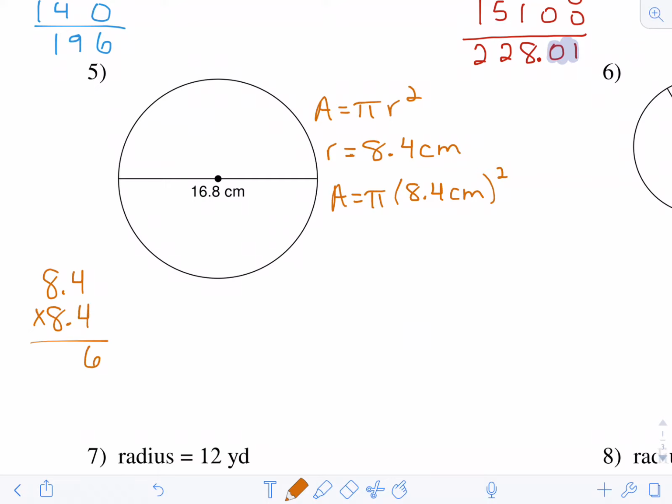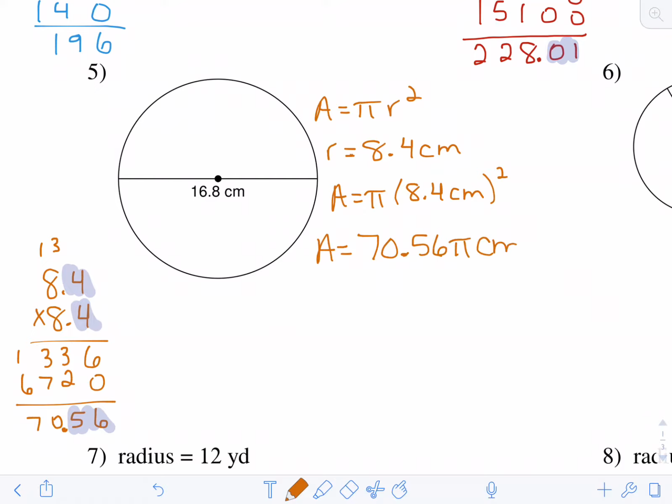4 times 4 is 16, carry my 1. 4 times 8 is 32, plus 1 is 33. Do your 0. 8 times 4 is 32, carry my 3. And then 8 times 8 is 64, 64 plus 3 is 67. So I have 6, 5, 10, carry my 1, which is 7. I have 2 numbers behind the decimal, so I need 2 numbers behind the decimal, so my decimal goes right behind 70. So my area is equal to 70.56 pi centimeters squared.